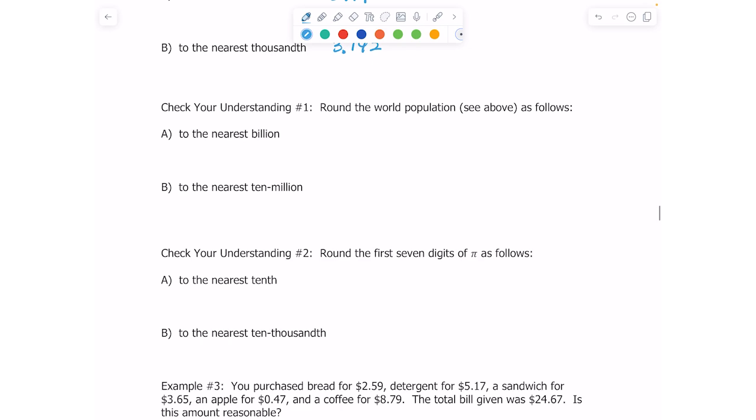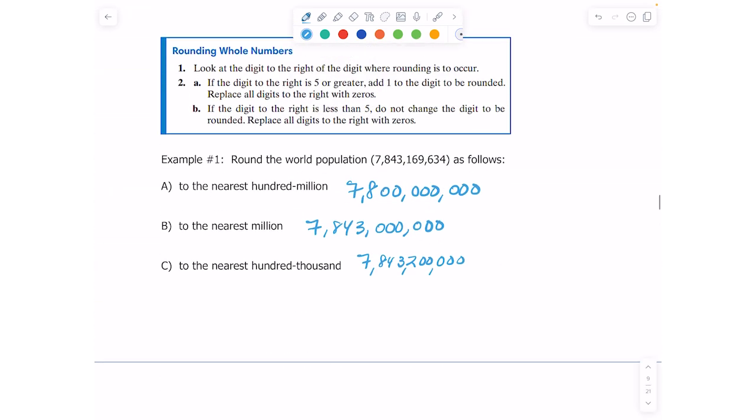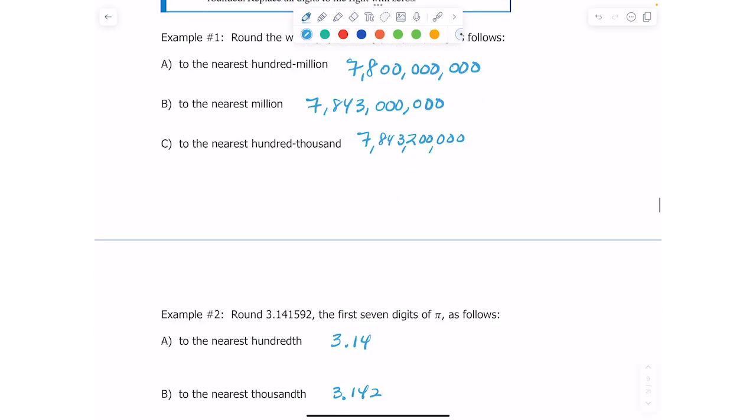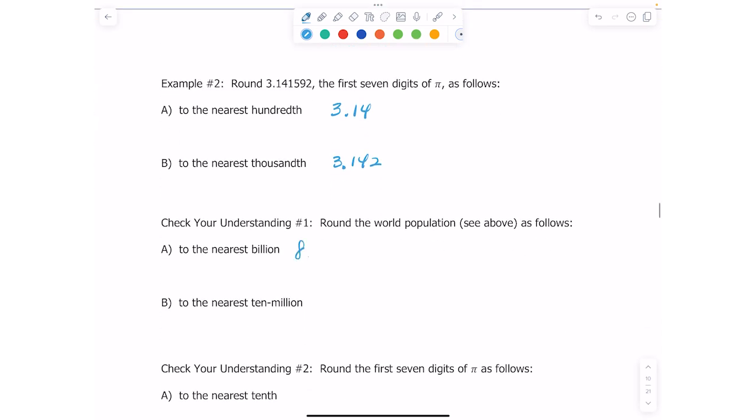Okay, so we need to round the world population to the nearest billion, and the billions place, remember, is where the 7 is. So if I look to the right of it, that tells me I need to round this up to an 8 because it's 5 or more. So that's going to turn to an 8, and then I have 9 zeros that follow it. So it's about 8 billion.